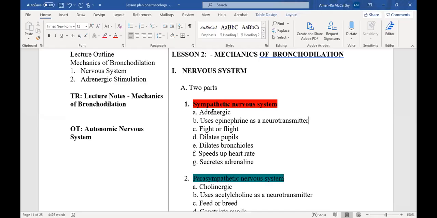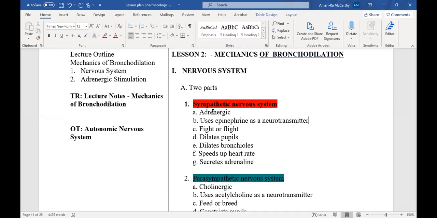So if the sympathetic nervous system gives you bronchodilation, then we want a drug that is a sympathomimetic, right? A drug that's going to mimic that and give us bronchodilation. We want a copycat. So a sympathomimetic is something that copycats the effects of the sympathetic nervous system. Everybody understand that?